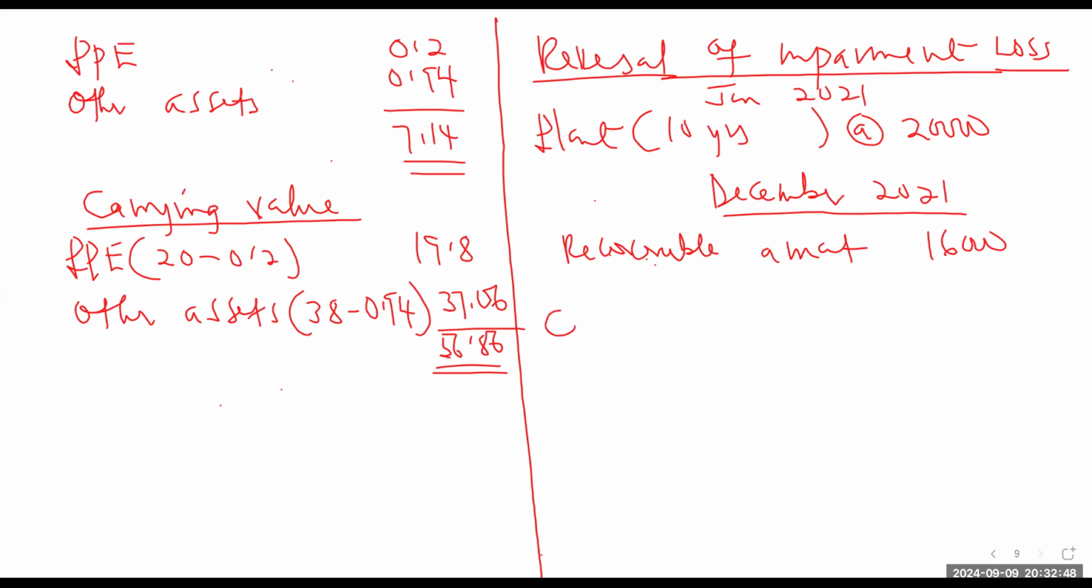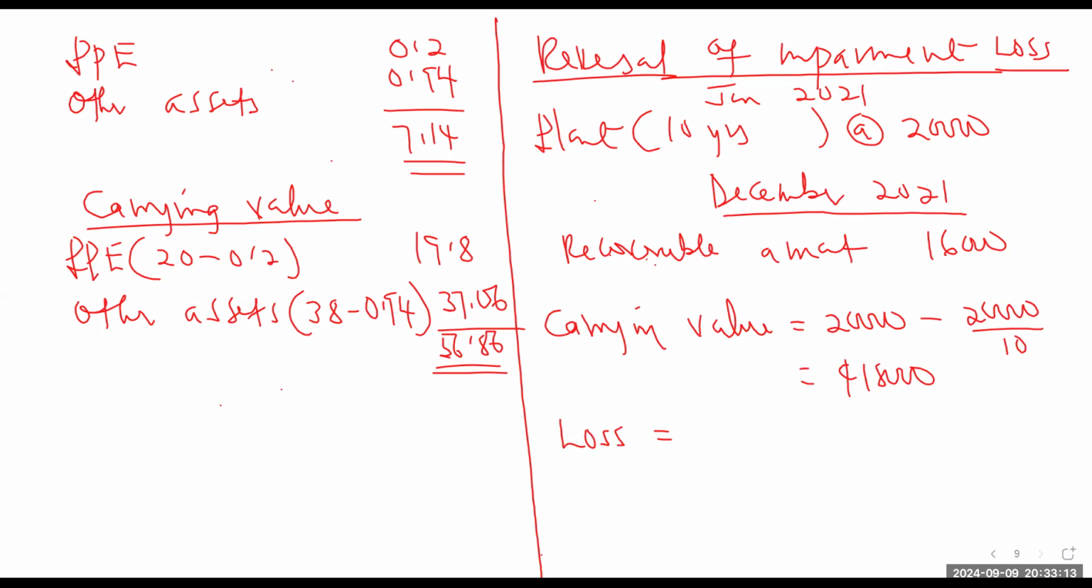We need to know the carrying value at the end of December 2021, and that will give us 20,000 minus what? 20,000 divided by 10, minus 2,000. Okay, that will give us 18,000. Then we compare to the recoverable amount, which is 16,000. What is the impairment loss?